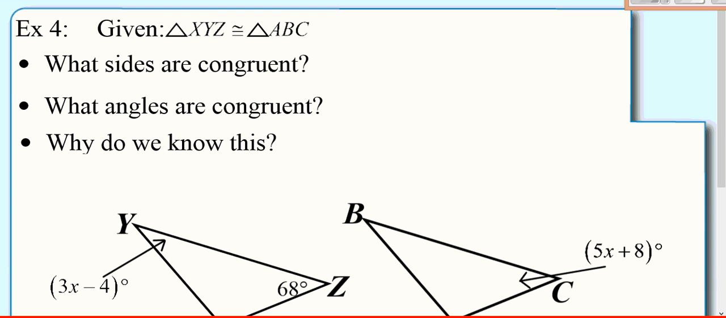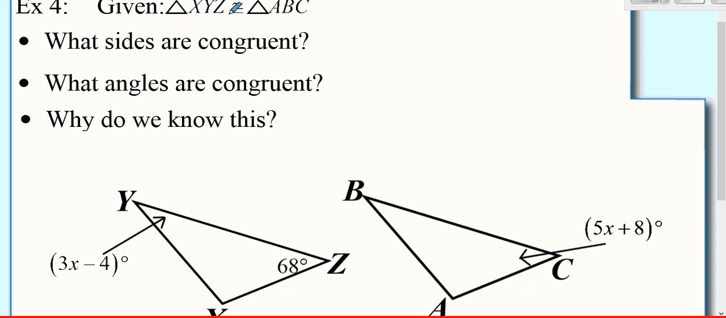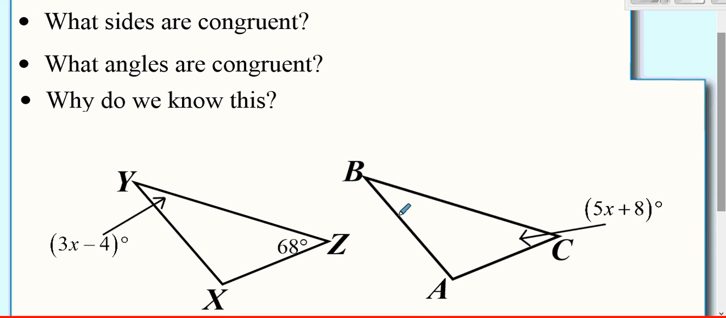So in this case, we're told the triangles are congruent. XYZ is congruent to ABC. So that means all of their corresponding sides are congruent, all their corresponding angles are congruent. So we could write that out. XYZ, ABC. So you can see the order that it goes. XYZ, ABC. And which sides are congruent? Side XY is congruent to side, we started with X, we got to start with A.